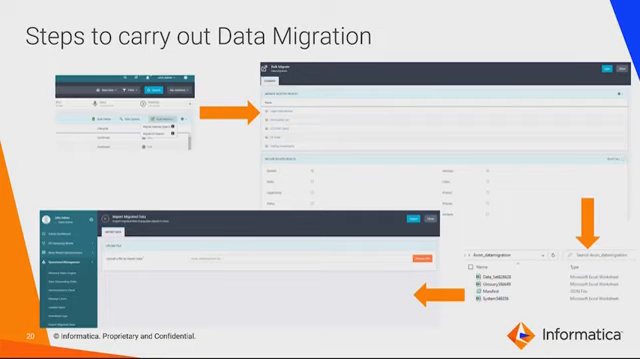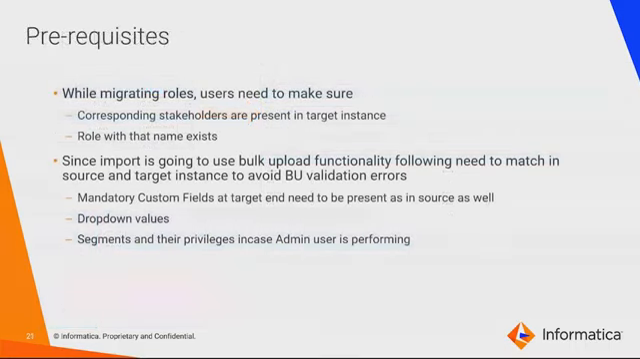To import it back, you can go back to the system admin panel, operational management. You can upload that zip file and the contents will be migrated, or the contents will be present in the new or target environment. There are certain prerequisites which need to be taken care of. Whenever roles come into the picture, make sure the same corresponding role is already defined in the target environment. And also, whenever you are using drop-down values, custom fields, or segments with privileges, you have to make sure these prerequisites are already taken care of in the target environment.